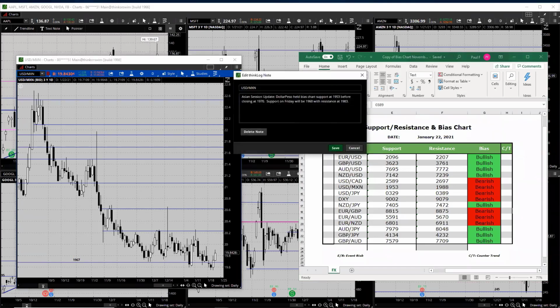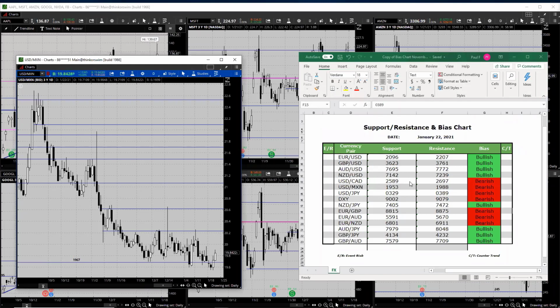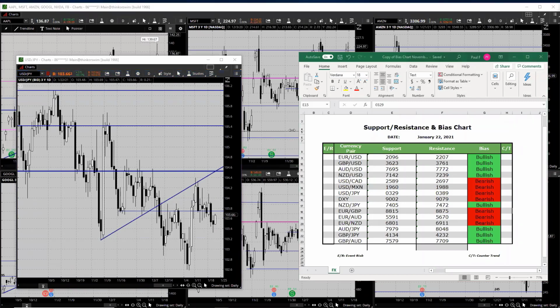and support at 1960. Onto the dollar yen. Oh, no changes here in the dollar yen. I remember marking that. No changes. So dollar yen 329, upside 389. So no changes.